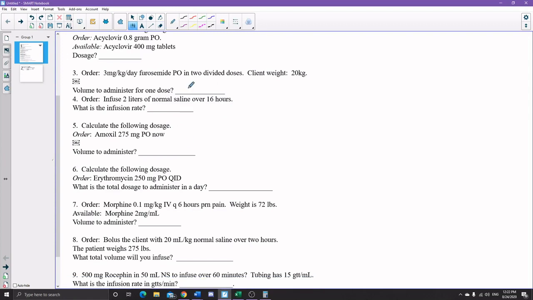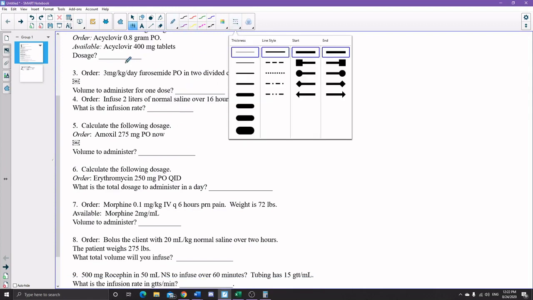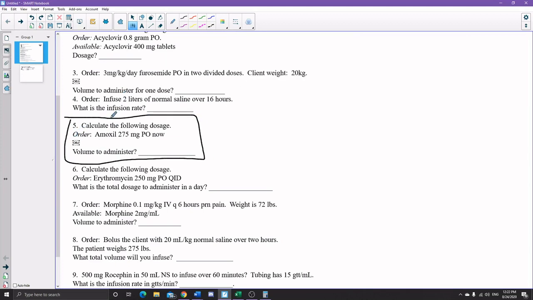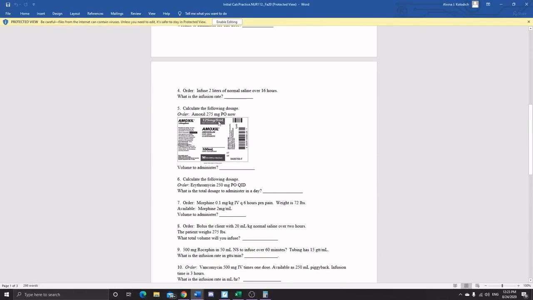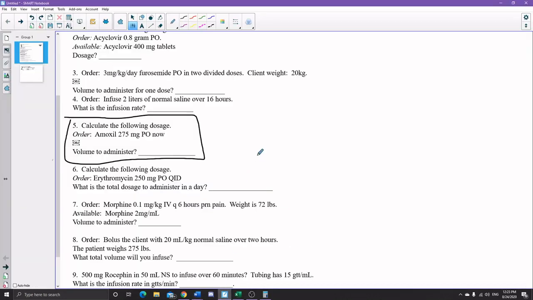If you have any questions, let me know, because, you know, it kind of helps to see if I'm doing this right. Alright, calculate the following dosage. Our order is 275 mg PO now. And then if we go to our paper, it's 125 milligrams per 5 milliliters. That's the most important number here. So 125 divided by 5. ml, and that's mg.